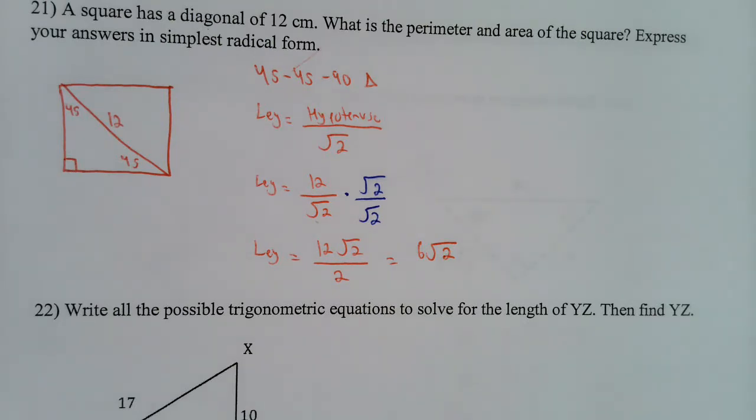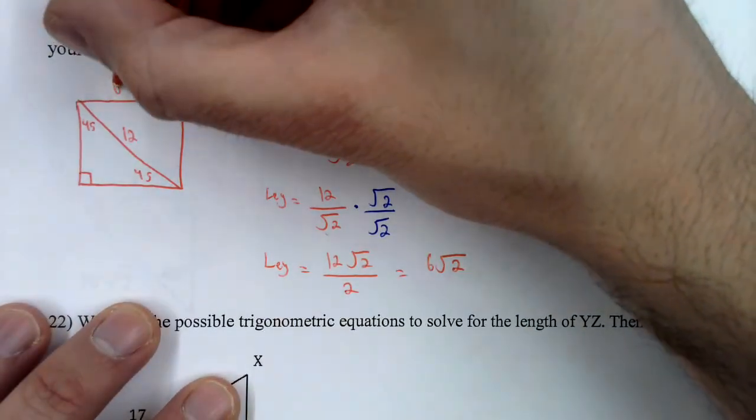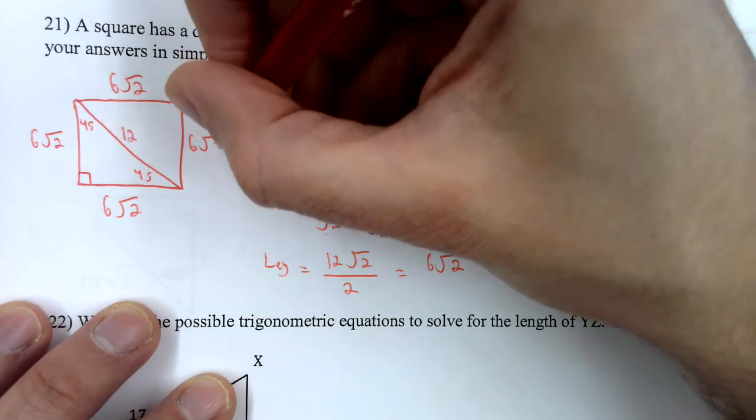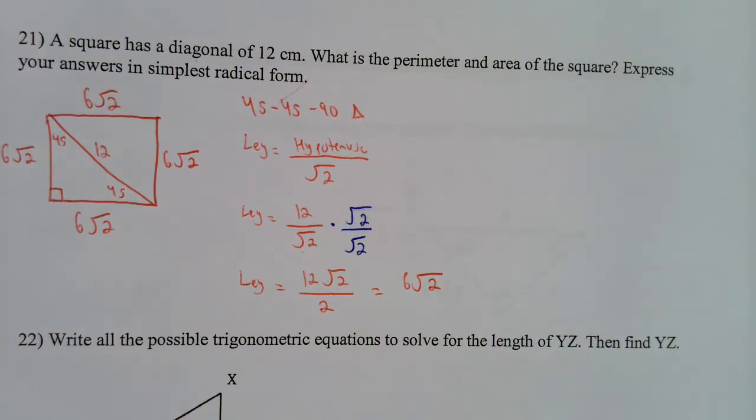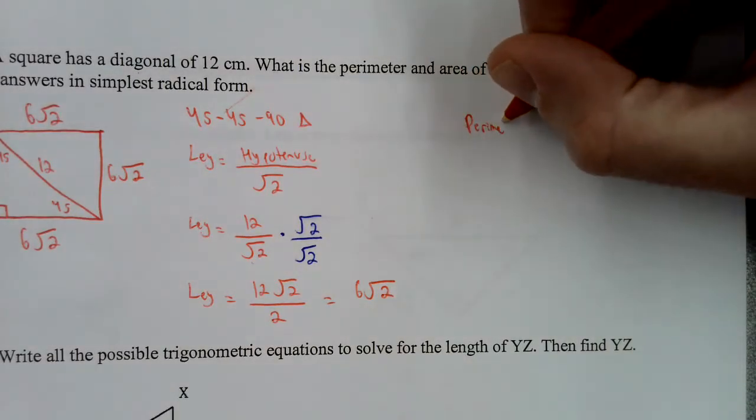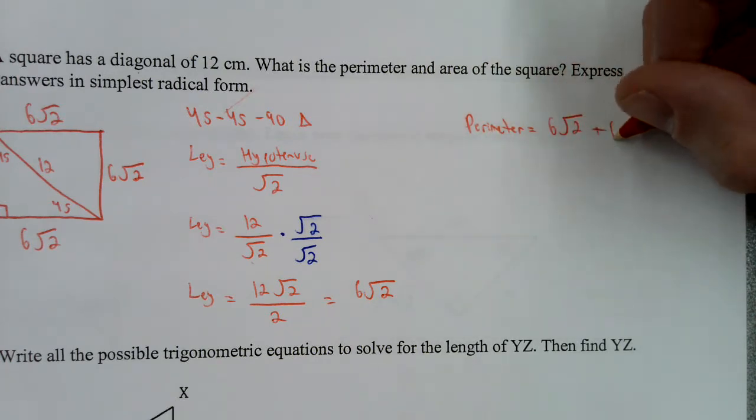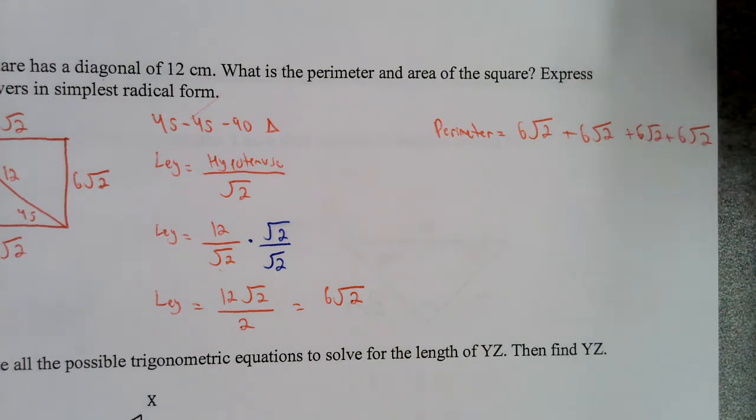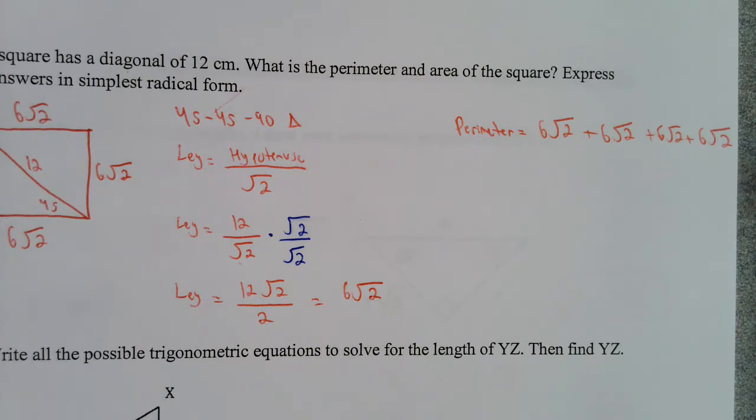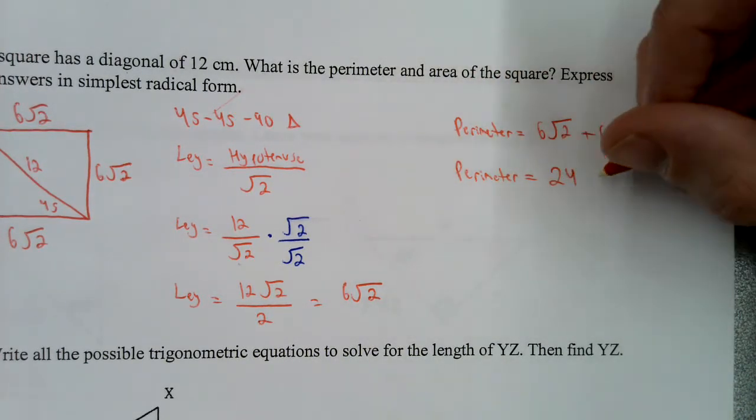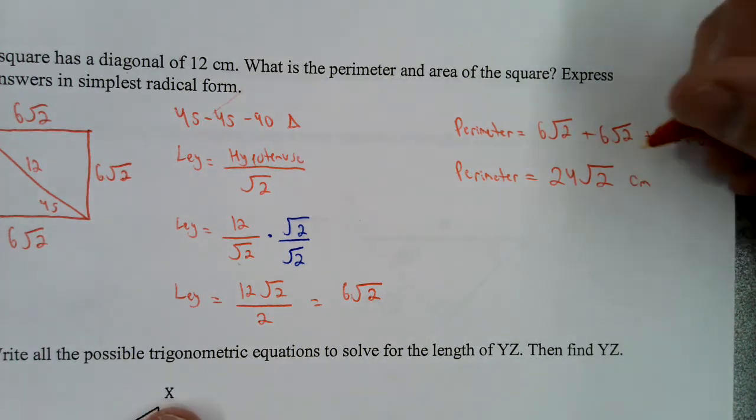So what I'll do next is I'll label the diagram while we're at it. This is 6 square root of 2, 6 square root of 2, 6 square root of 2, 6 square root of 2. Let's do the perimeter next. Perimeter is when you add up all the sides. Or you can just multiply by 4 because it's a square. Think about it like if I said 6x plus 6x plus 6x plus 6x. That's 24x. So same thing here. 24 square root of 2 centimeters.